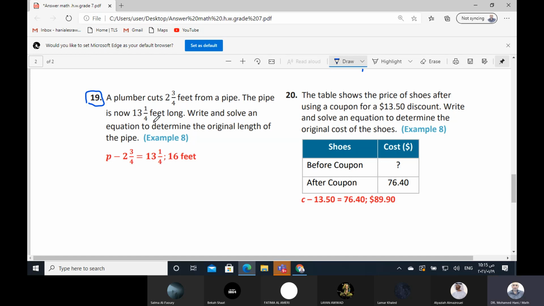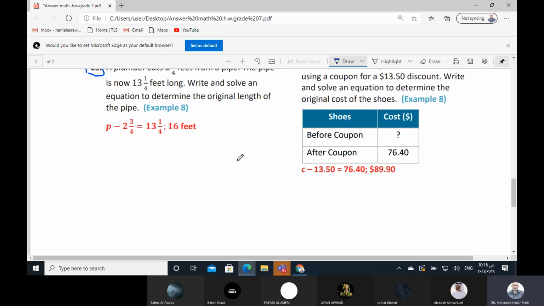And here we want to know what is the variable and what is the constant to write the equation. So a plumber cuts 2 and 3/4 feet from a pipe. We don't know the length of the pipe, so write here P, variable unknown. And we cut 2 and 3/4 from the length of the pipe, so minus 2 and 3/4. So equal, or remains, the pipe is now 13 and 1/4. So equal 13 and 1/4. So now we have the equation.